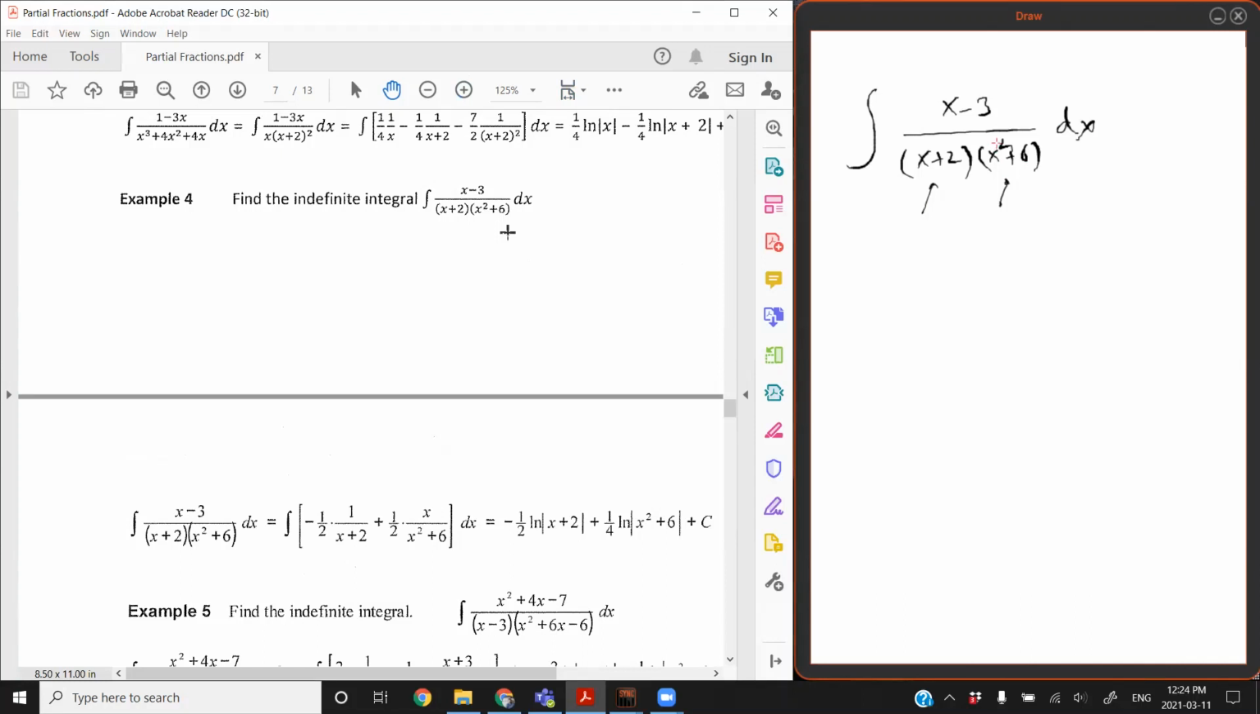I can also check the delta. If I check the delta, I will see that for this quadratic polynomial the discriminant is not a perfect square, which means that it is not factorable. So I know I can write this as A over (x plus 2) plus (Bx plus C) over (x squared plus 6).